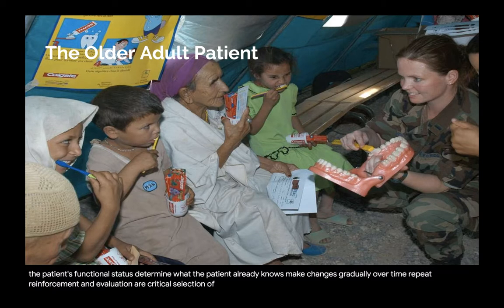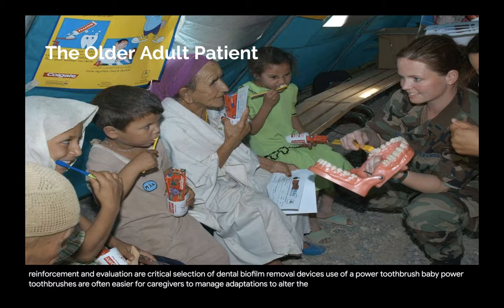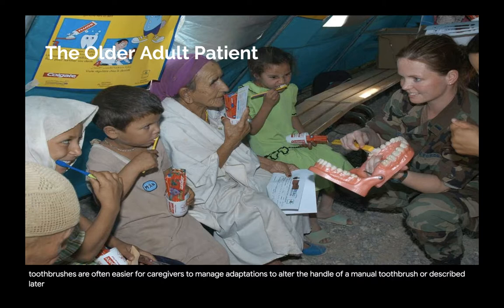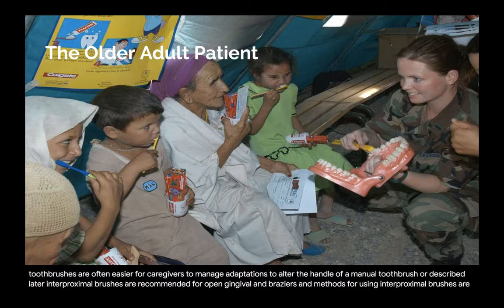Selection of dental biofilm removal devices. Use of a power toothbrush may help patients with impaired hand function. Power toothbrushes are often easier for caregivers to manage. Adaptations to alter the handle of a manual toothbrush are described later. Interproximal brushes are recommended for open gingival embrasures, and methods for using interproximal brushes are described later as well.